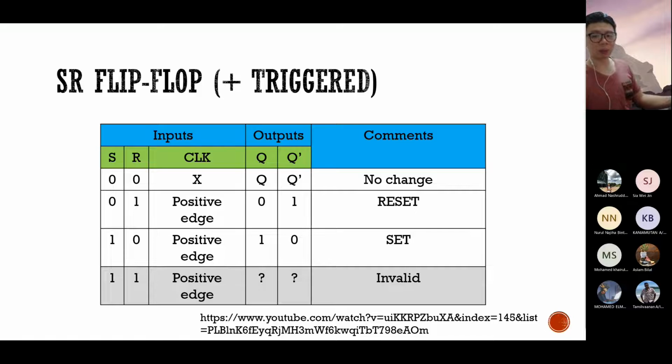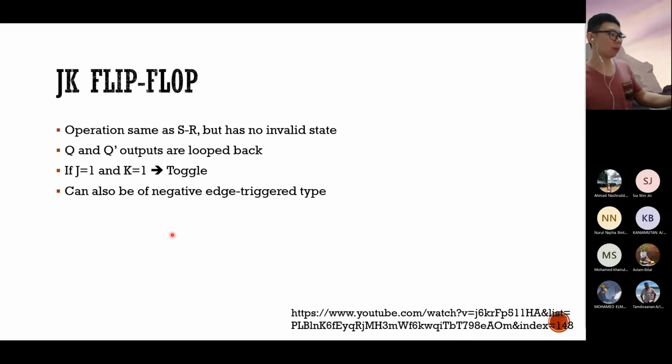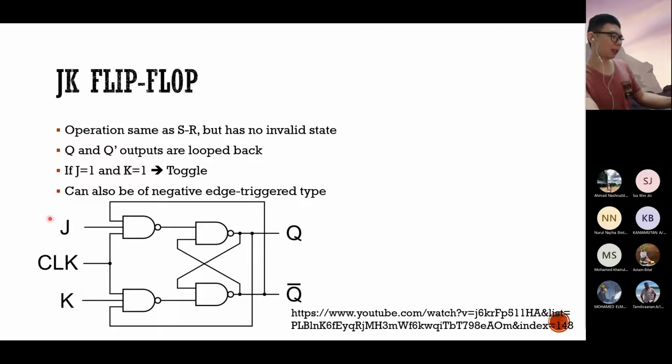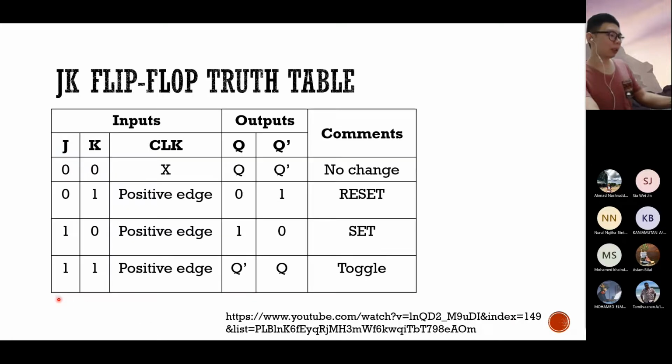In the JK flip-flop, we overcome this weakness. The diagram looks like this: instead of S and R, we modified the letters to J and K. In the JK flip-flop, the truth table looks like this. So how is it different? Let's take a look here. In the JK flip-flop, everything else is the same as the SR flip-flop except for the last line.